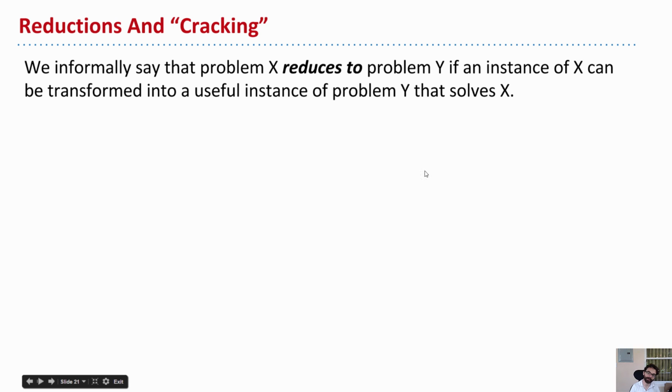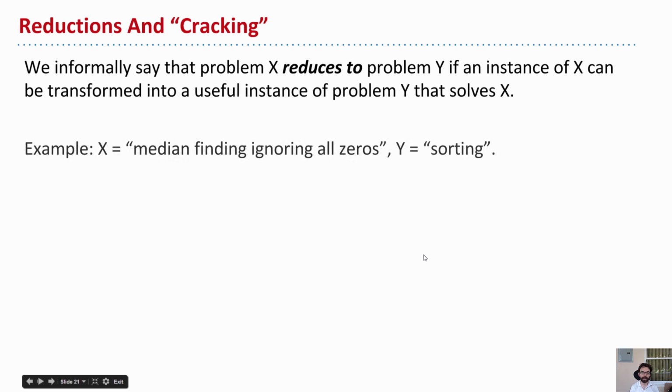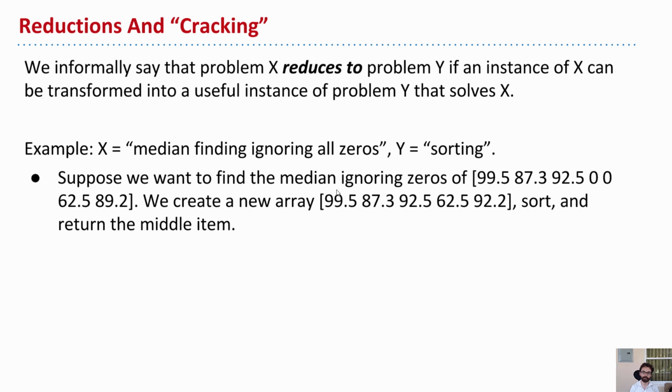Okay? Well, I didn't use that definition before, so that probably seems like gobbledygook. So let me give you an example. I think it'll make it much more concrete. Let's suppose x is median finding ignoring all zeros. That's the problem I'd like to solve. And let's say that sorting is some other problem that we want to maybe use. So for an example, suppose we want to find the median ignoring zeros of 99.5, 87.3, 92.5, 62.5, and 89.2. So what we can do is create a new array which has none of the zeros, sort it, and then return the middle item.